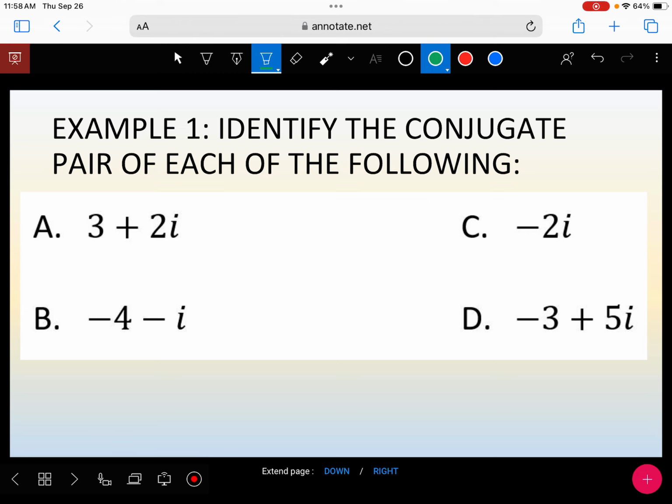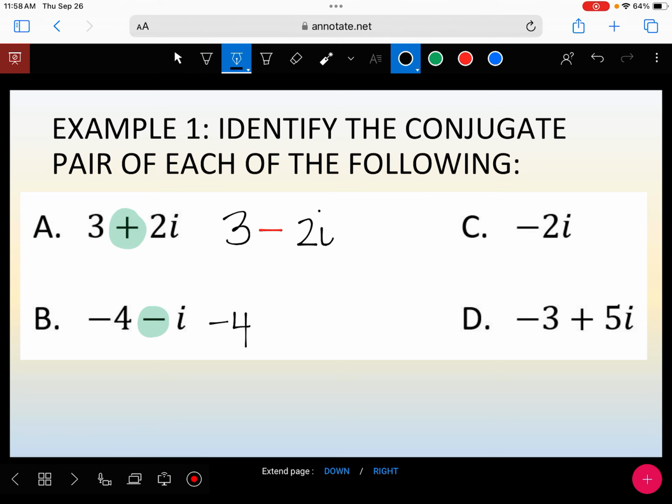So if you have 3 plus 2i as a solution, you only flip the sign in the middle. That means my second solution would be 3 minus 2i. That's the conjugate of 3 plus 2i. If you have -4 minus i, if I flip this sign, your second solution would be what?